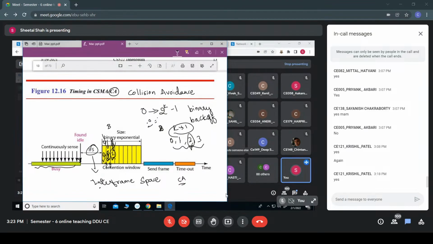Apart from this contention window, it also uses positive acknowledgement. The receiver has to provide the acknowledgement to the sender, saying that it has received the frame without any collision or without any error. Fine. And suppose the sender does not receive the acknowledgement, what will it do? It would time out, and if the acknowledgement has not been received during this period, then once again it would perform these operations.